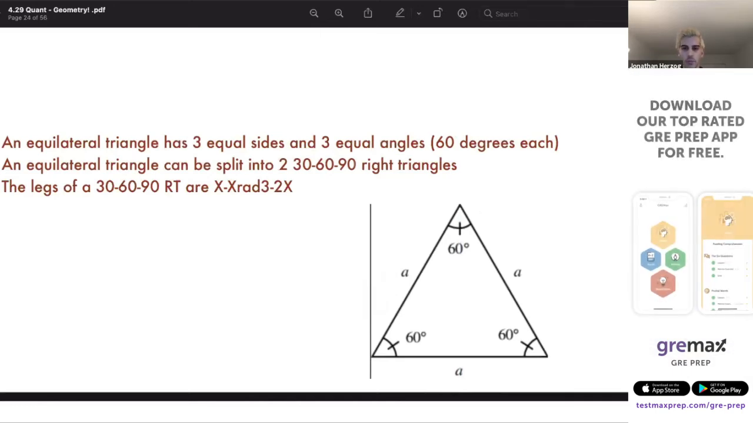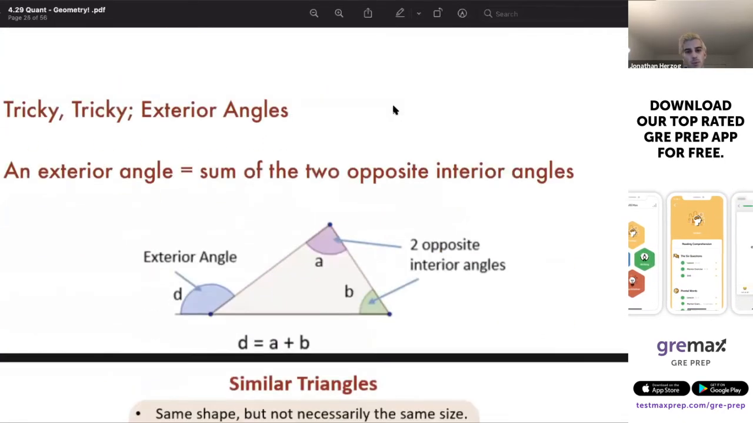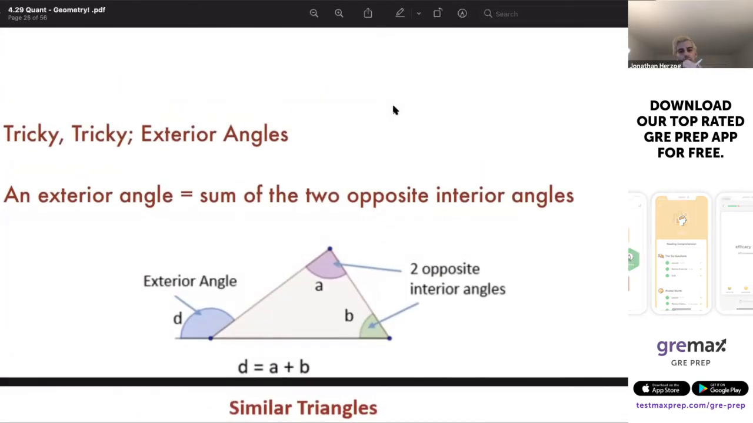Okay. Another question? No, same one. Brief sip of water as we go on to exterior angles.